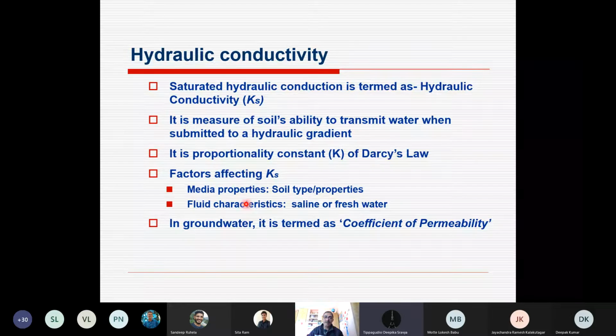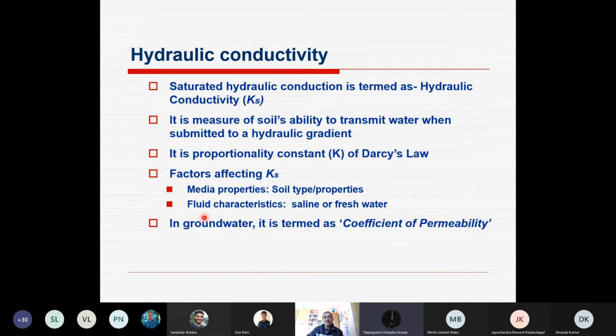So the factors affecting hydraulic conductivity, or saturated hydraulic conductivity, are basically media properties. Media is soil, so soil type, soil properties, sand, silt, clay content, etc. All these media properties affect the hydraulic conductivity, as well as fluid characteristics, meaning the flowing fluid, that is water. So if it is fresh water or saline water, its density, its temperature. All these factors are affecting the hydraulic conductivity.